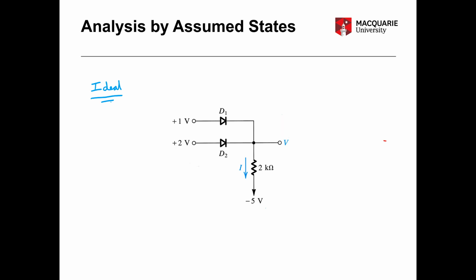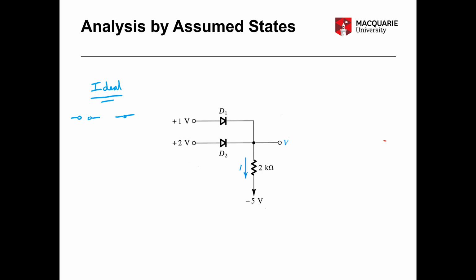So with the ideal model, we know that if our diode is in reverse bias, it will just be treated as an open circuit, and if it's in forward bias, it will be treated as a short circuit. So to begin our analysis, we simply choose a starting assumption of those states, and we work through to look for any inconsistencies in our circuit analysis based on that assumption.